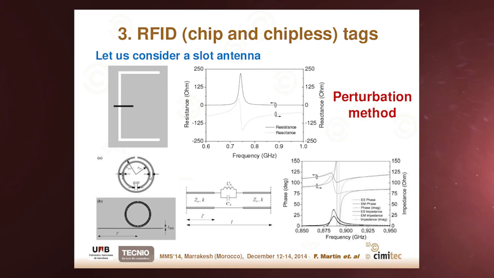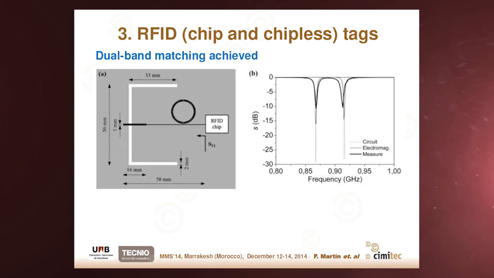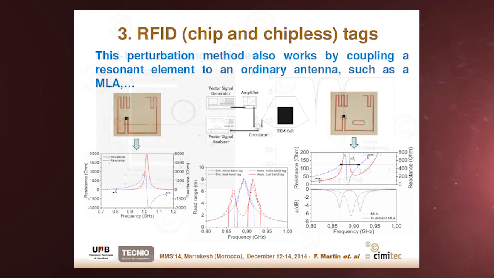Then we perturb the line by coupling a split-ring resonator. This coupling modifies the phase and the characteristic impedance of the line so that we can achieve conjugate matching at the two frequencies. I cannot explain the details, this is too long, but this is the main idea, the perturbation method. This works as shown here. We have a good matching. This is the matching network, this is the chip, and this is the slot antenna.